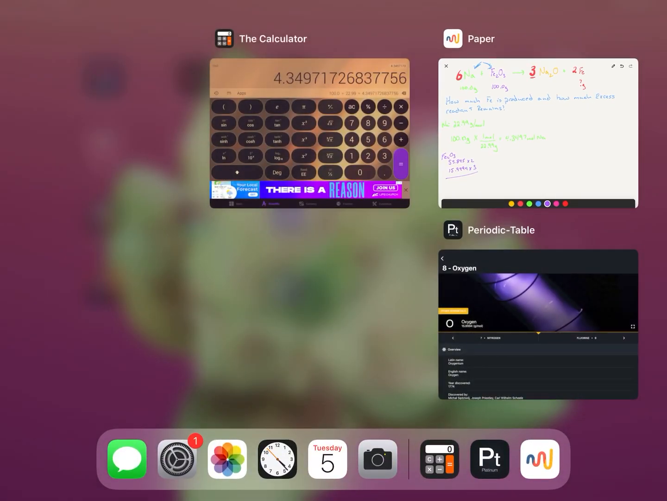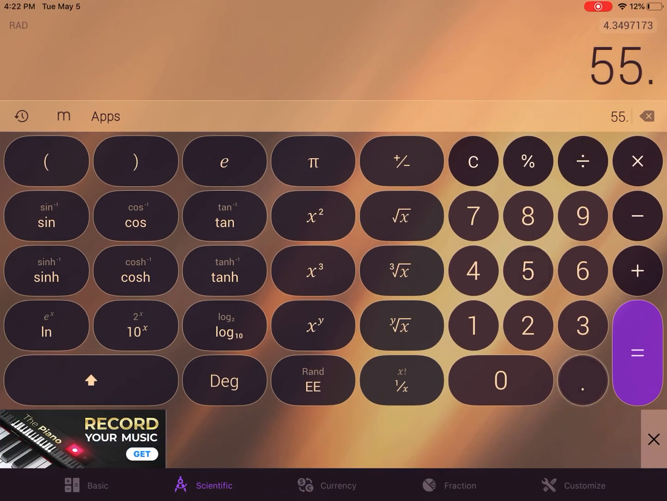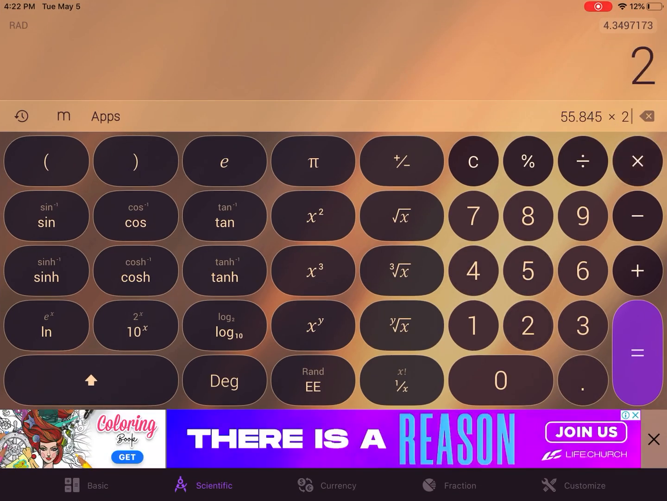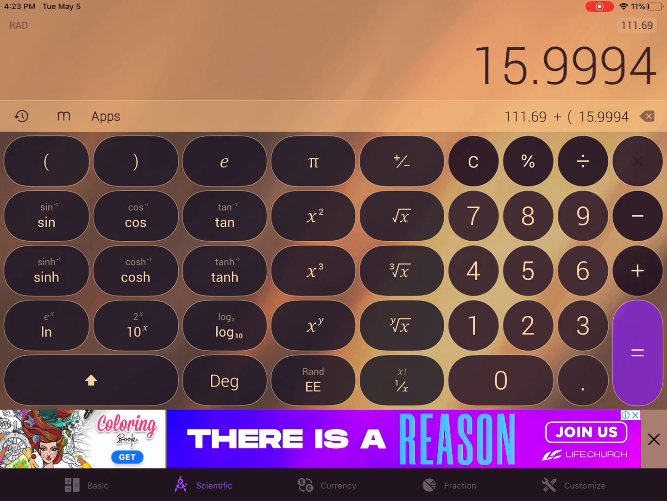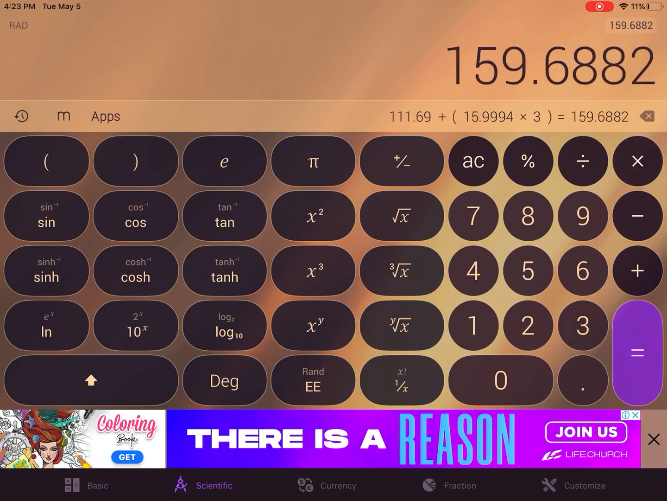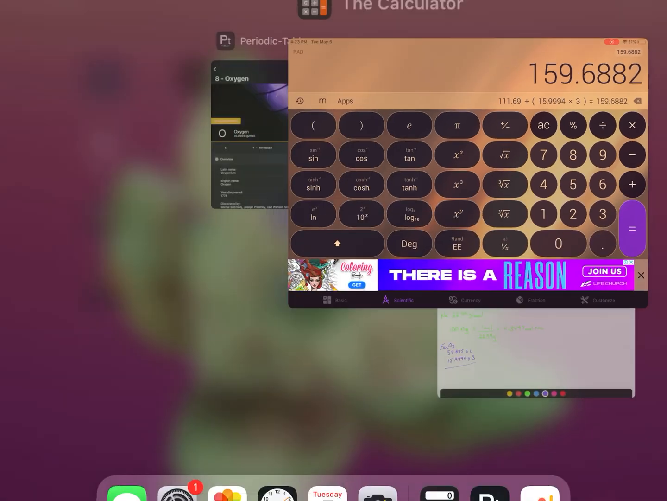So 55.845 times 2 plus, we'll put it in parentheses, 15.9994 times 3 equals 159.6882.